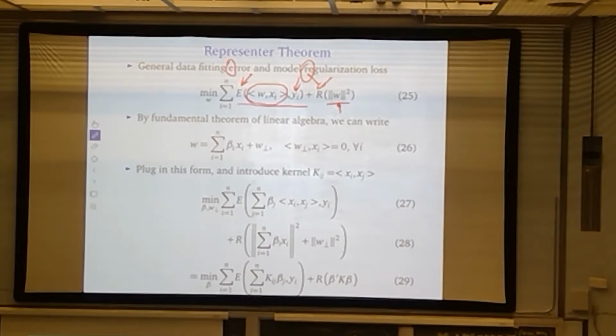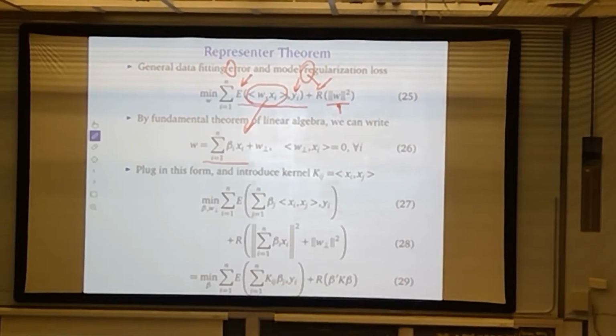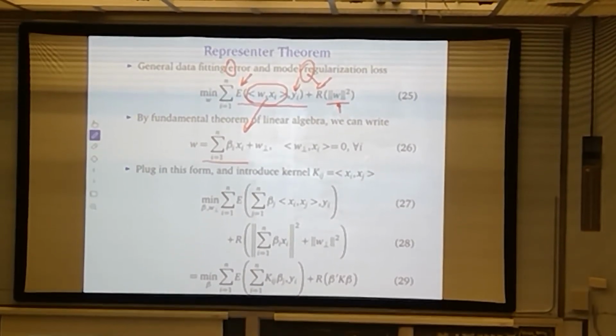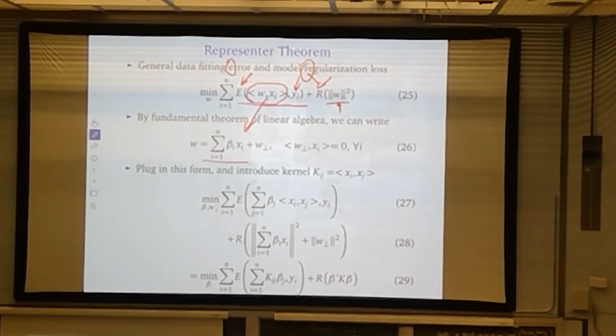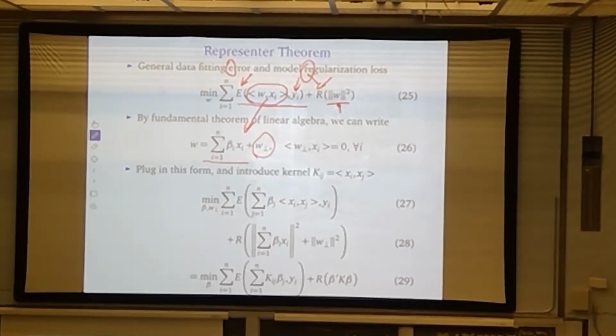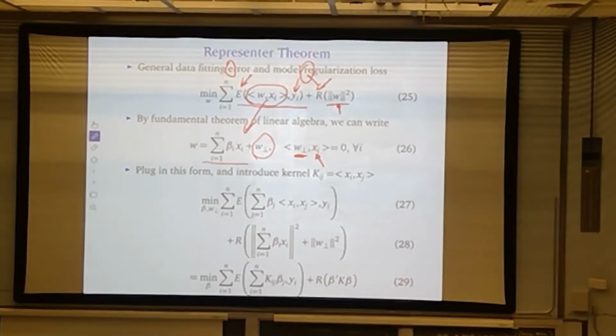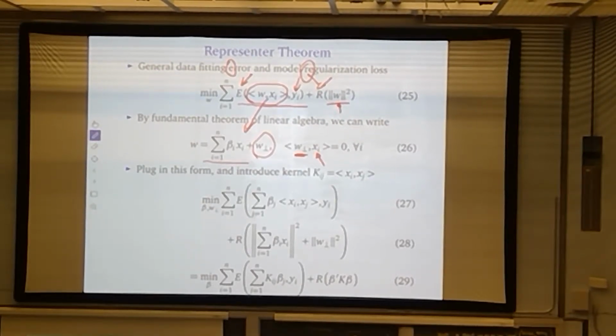So we can follow how we derived the kernel ridge regression and the kernel trick. We apply the fundamental theorem of linear algebra. Because here you have an inner product, we can write W as a linear combination of vectors in the range space plus a component in the null space. The definition of null space is that any null space vector times anything in the column space has to be 0. They're perpendicular to each other.